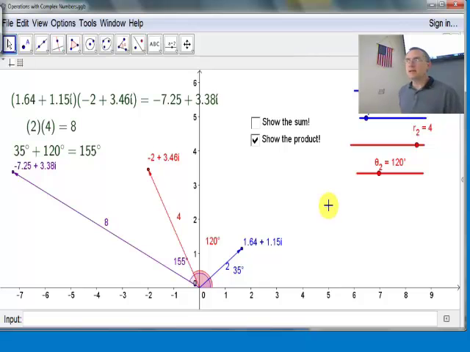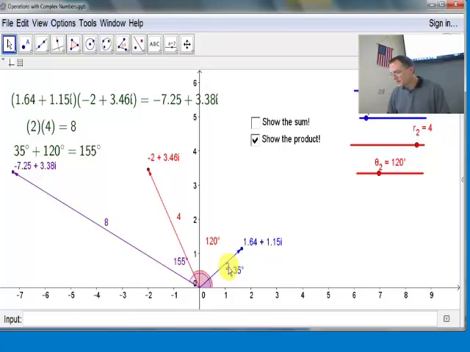Now, these are not particularly nice looking numbers. I'm not going to ask you to multiply 1.64 plus 1.15i by negative 2 plus 3.46i. Even with the calculator, I wouldn't ask you to multiply that out. But it's kind of interesting what goes on when you multiply these complex numbers together. And we're just going to have to trust GeoGebra on this, that it's going to do the computations correctly.